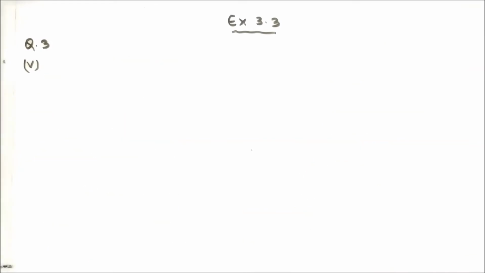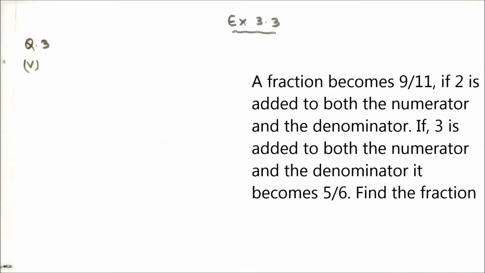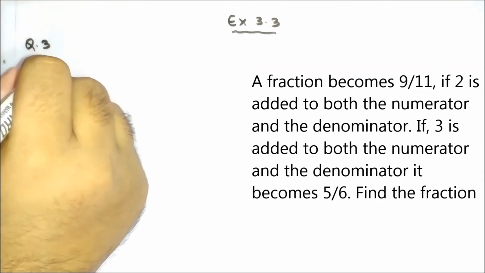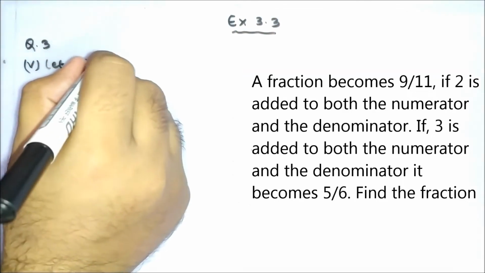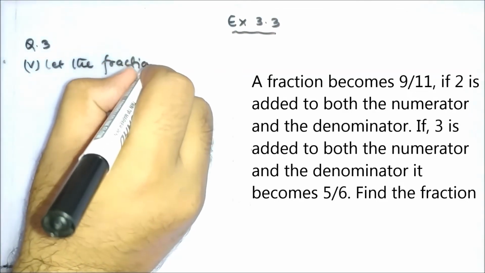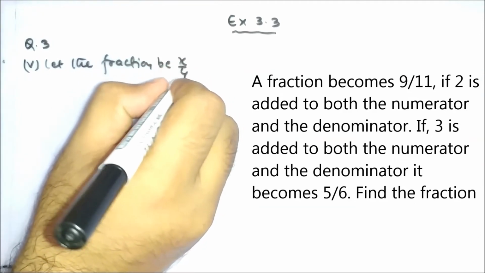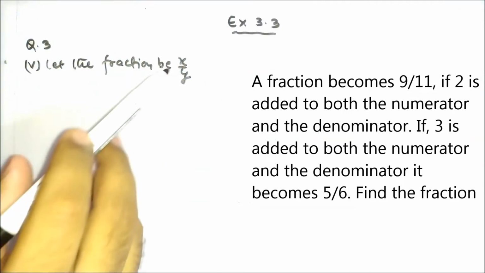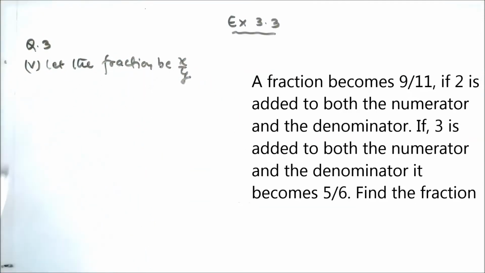The fifth part is, a fraction becomes 9 by 11 if 2 is added to both numerator and denominator. If 3 is added to both numerator and denominator, it becomes 5 by 6. Okay, find the fraction. So first let us assume that the fraction be x by y. Obviously it's a fraction, it will consist of a numerator and a denominator.